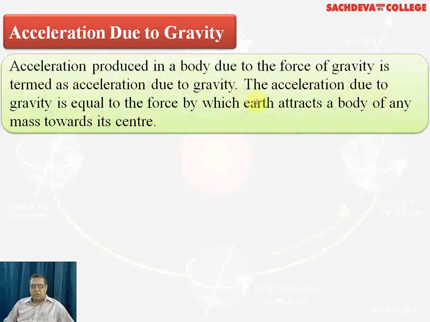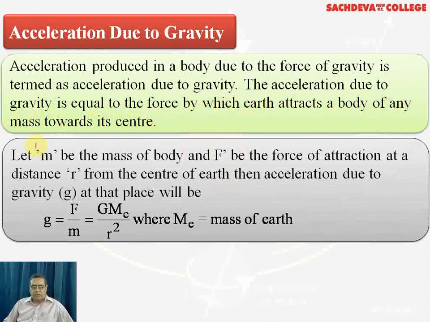The acceleration due to gravity is equal to the force with which Earth attracts a body of any mass towards its center, and that is the definition of weight. Now, small m is the mass of the body. F is the force of attraction at distance r from the center of Earth, then acceleration due to gravity is given as g equals F over m. We put the value of F and we calculate g equals G M e over r squared. So G is the gravitational constant, M e is the mass of Earth, and r is the distance of the body from the center of the Earth.